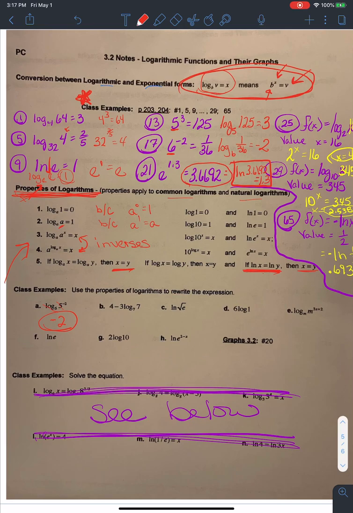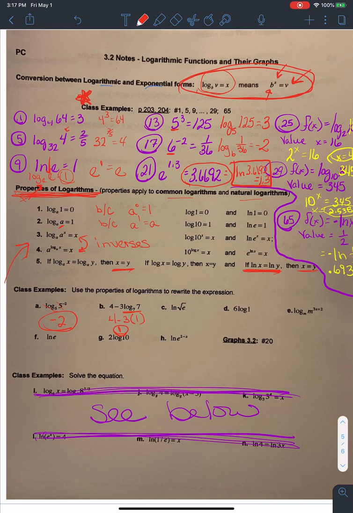Okay, letter B. This says 4 minus 3 log base 7 of 7. Well, log base 7 of 7 is this part right here, which is property number 2. So if I go up and look at property number 2, that says this is a 1. So letter B simplifies to 4 minus 3 times 1. And if I simplify all of that together, I get a value of 1.